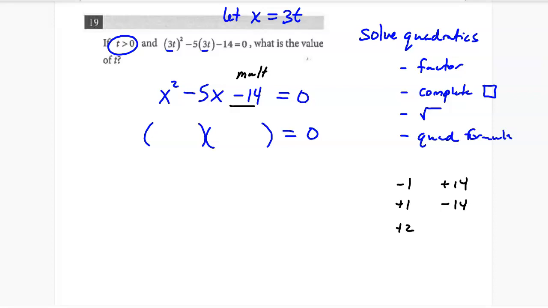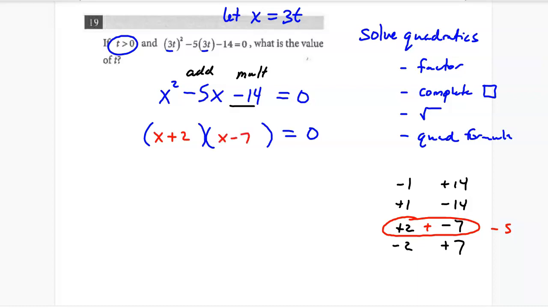I could do positive 2, negative 7, or negative 2, positive 7. Those are the only combinations to make negative 14. Now, they need to add to make 5x. So running through these, which one of these could add to make negative 5? Looks like this combination right here. If you add that up, you're going to get negative 5. So I need the combination x plus 2 and x minus 7.